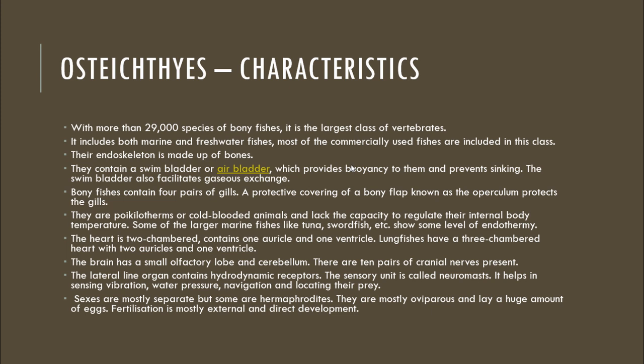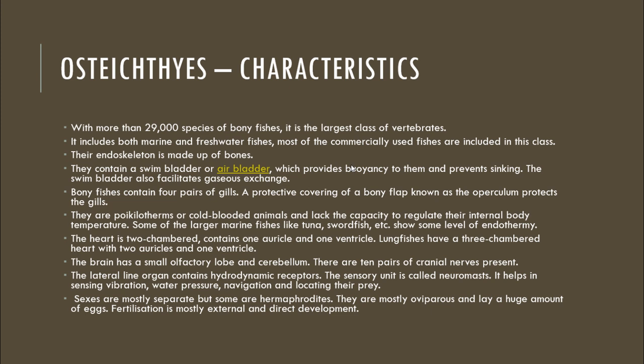There are 10 pairs of cranial nerves present. The lateral line, of course, they also have it here. You know what it does now? It's like sense organs detecting vibrations, pressures, and co. So the sensory unit is called neuromast. It helps in sensing. Okay, I've explained that.